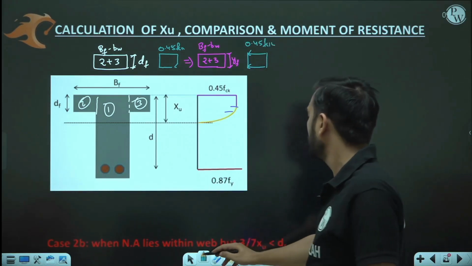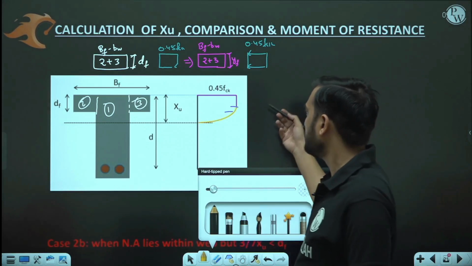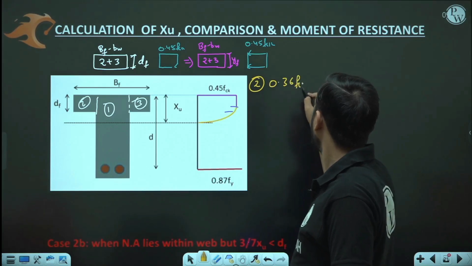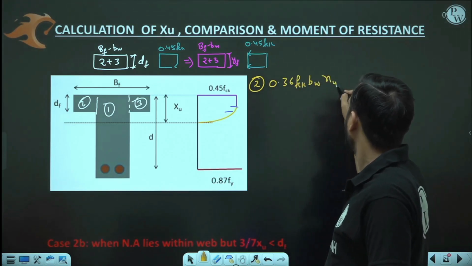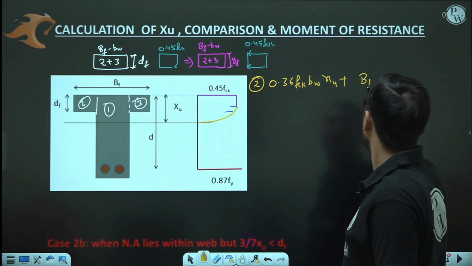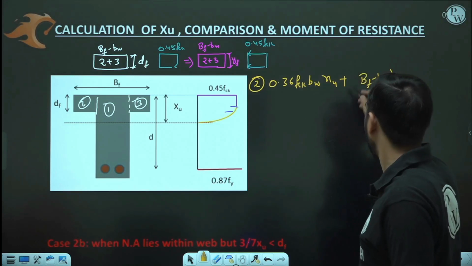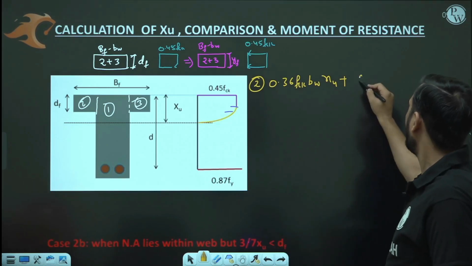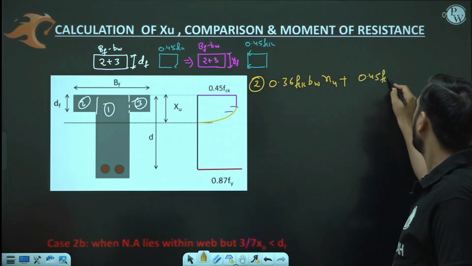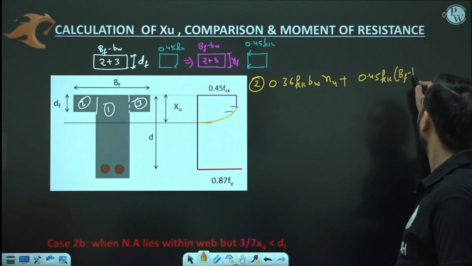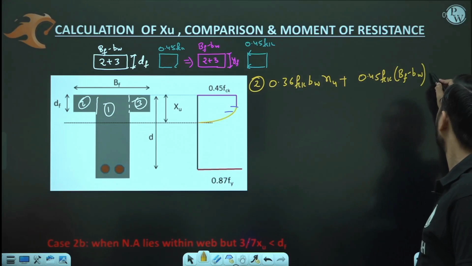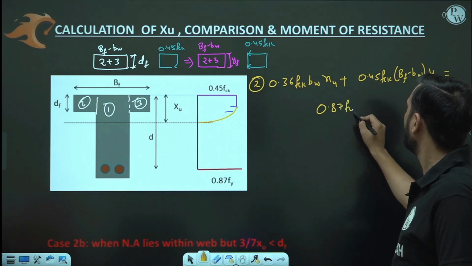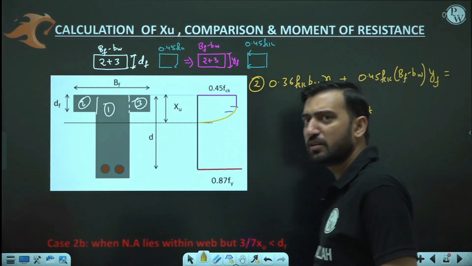So what we can do here, dear, you can simply see that step number 2 is 0.36 FCK BW XU plus 2 and 3 is C here, BF minus BW into, or you can say 0.45 FCK BF minus BW into YF is equal to 0.87 Fy into AST. Now you might be thinking, what is this YF?